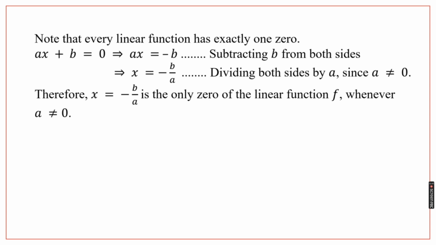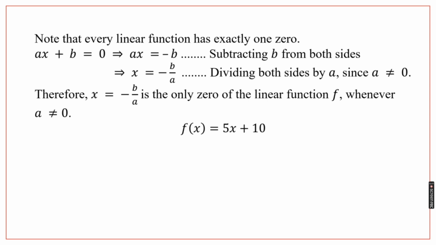So any linear function has one zero. When we insert that x value in the given linear function, the function will be 0. That x value is called the zero of the linear function.